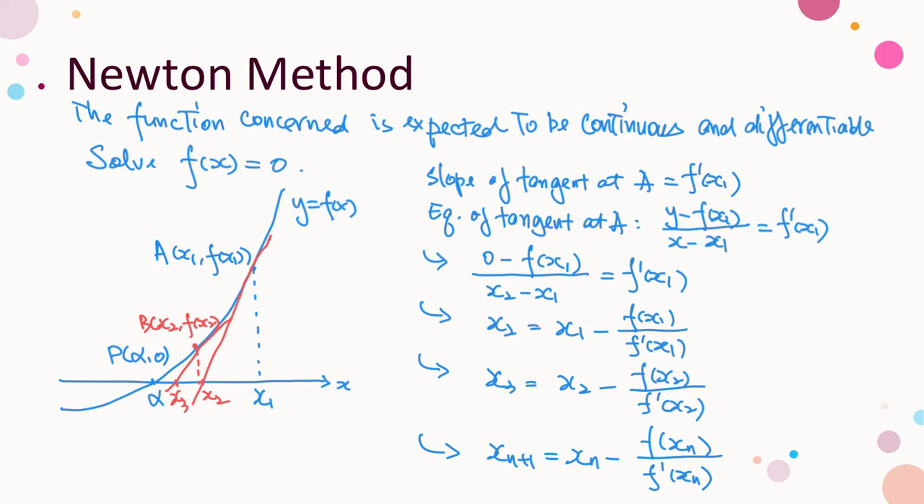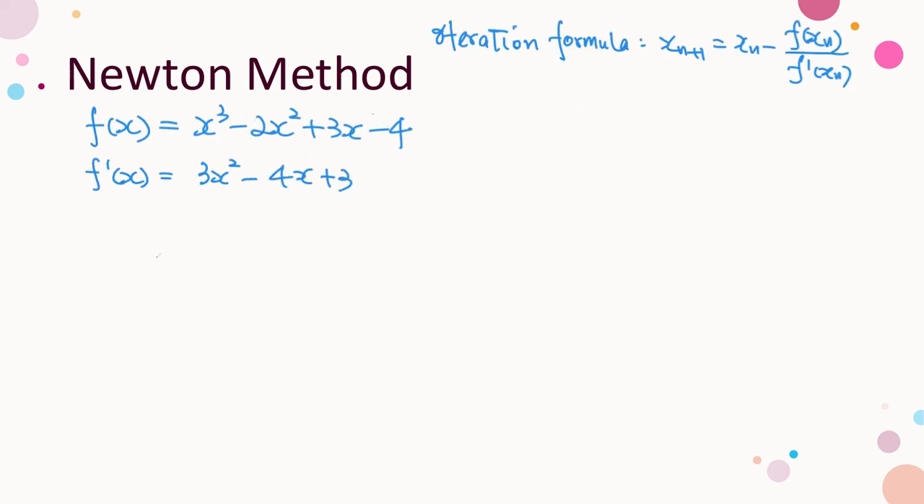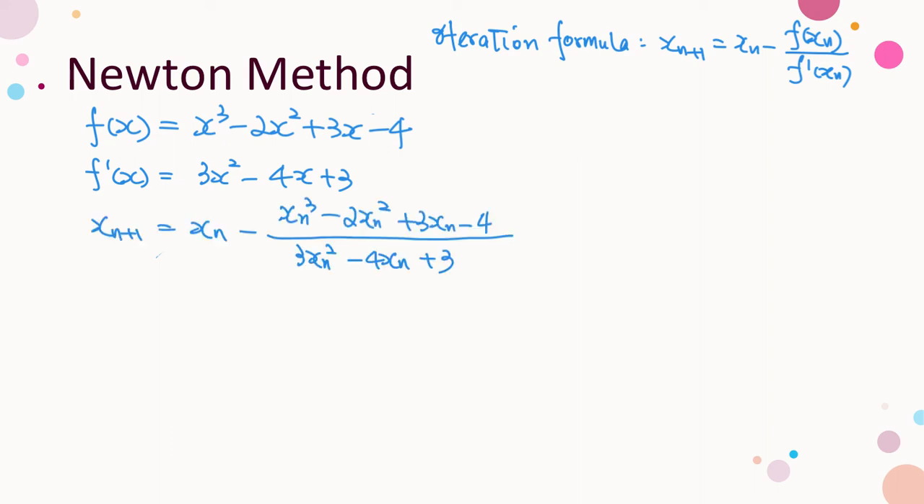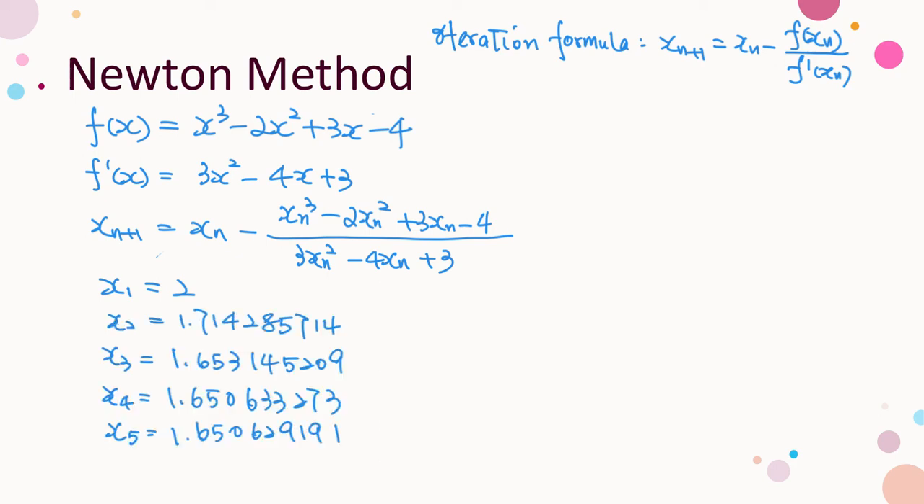Let me illustrate the working with the previous example. Find the derivative of f(x). Then, the iteration formula is as shown. Take x1 equals 2. Program the calculator for the calculation to make the working faster and avoid careless mistakes. We have the root 1.65 correct to 3 significant figures, same as the one from the bisection method, and this method takes fewer steps.